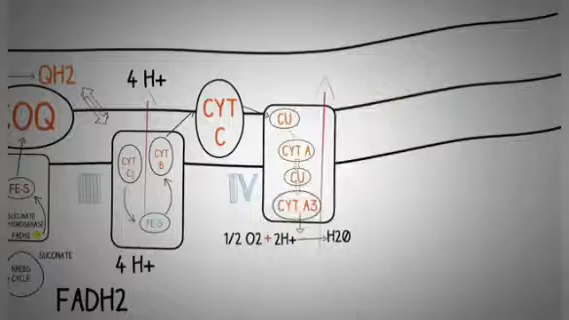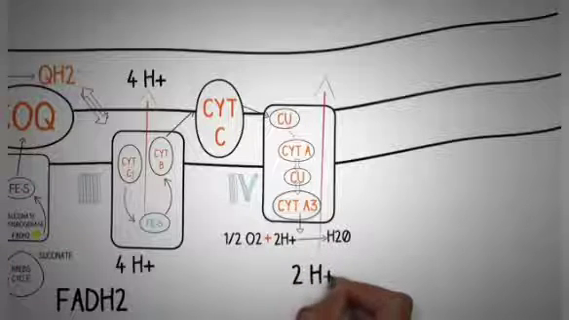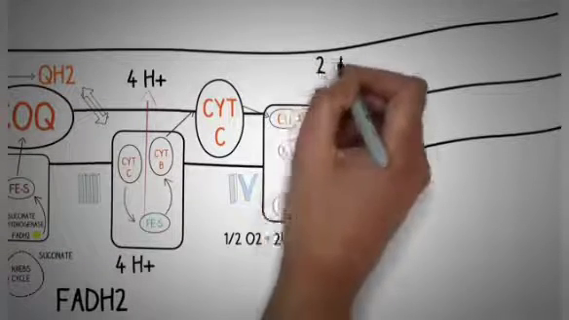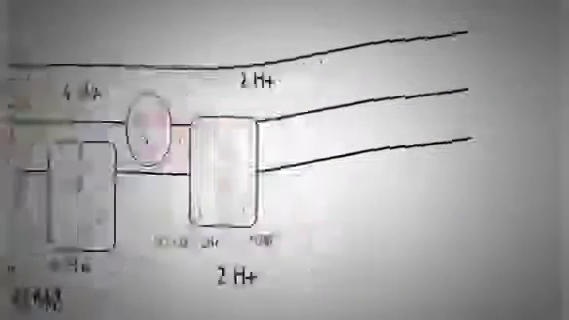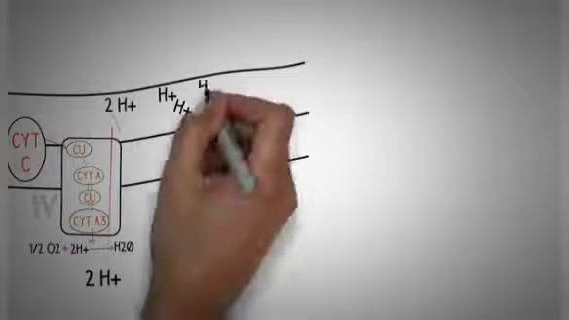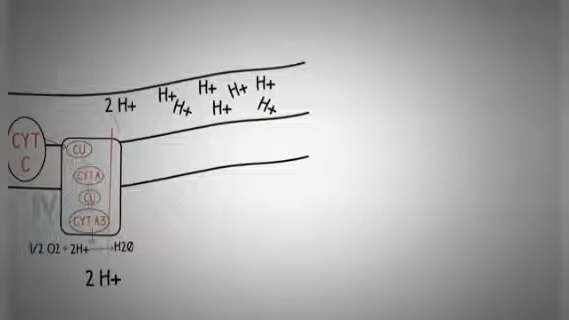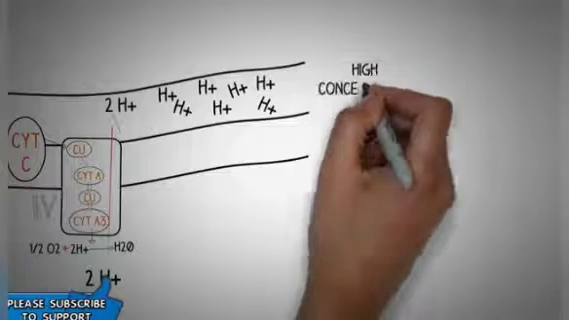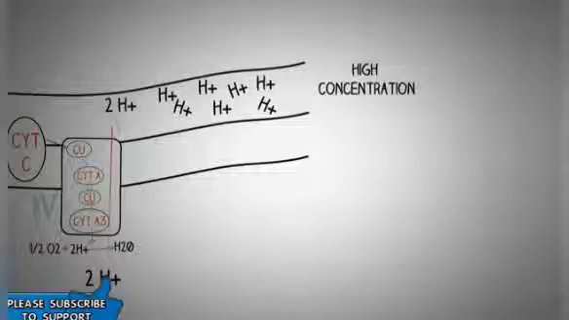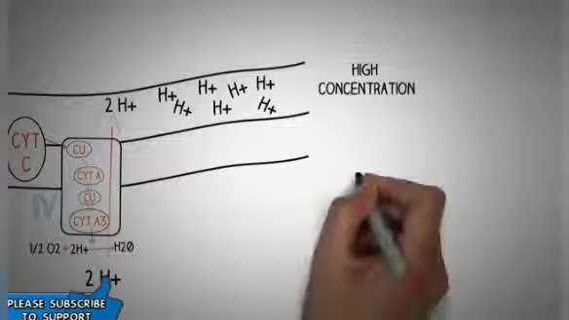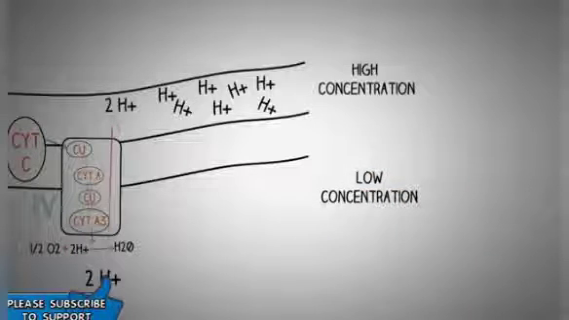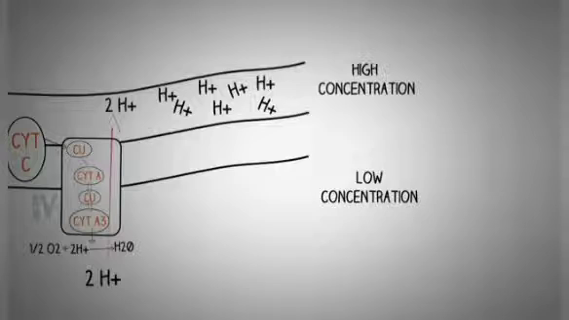These redox reactions in the fourth complex cause the pumping of two hydrogen ions to the intermembrane space. All this pumping of hydrogen ions into the intermembrane space causes the generation of a higher concentration of hydrogen ions in the intermembrane space as compared to the low concentration inside the matrix of the mitochondria. The inner mitochondrial membrane is impermeable to ions, so hydrogen ions cannot cross the membrane as such.